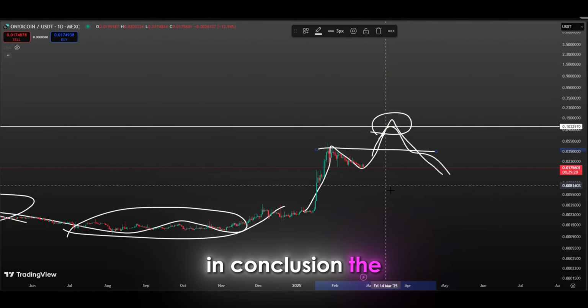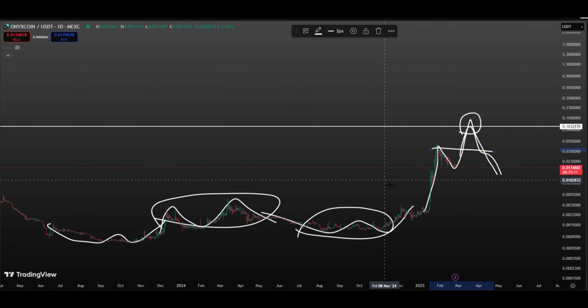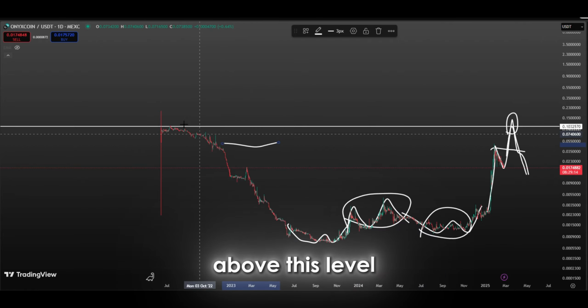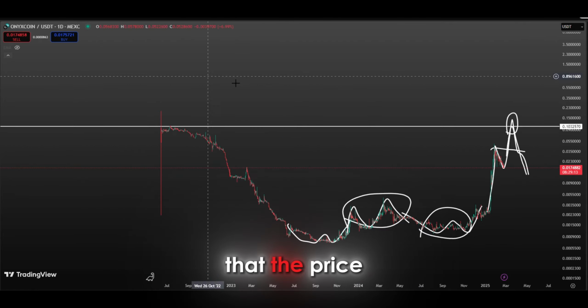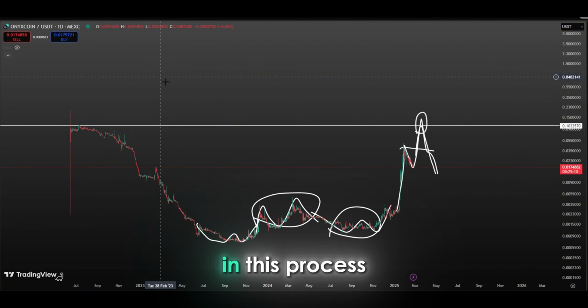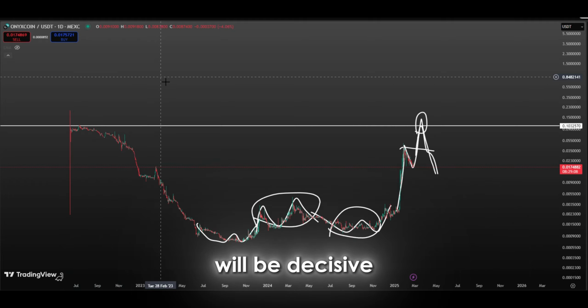In conclusion, the probability of XCN coin making an ATH depends on breaking the 10 cents level, where the price finds support. If it breaks this level, the potential for new ATH levels could open up. However, if it fails to hold above this level, it is possible that the price will pull back for a while and enter a new phase of consolidation. In this process, price movements, volume, and psychological resistance levels will be decisive factors for investors. If you are making an investment, you need patience.